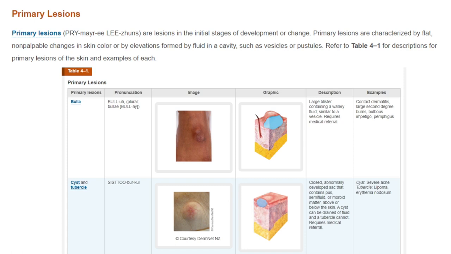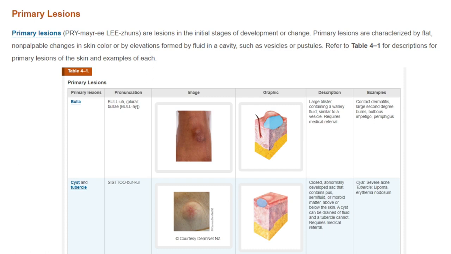Primary lesions, bulla. Description: large blister containing a watery fluid, similar to a vesicle. Requires medical referral. Examples: contact dermatitis, large second-degree burns, bullous impetigo, pemphigus.